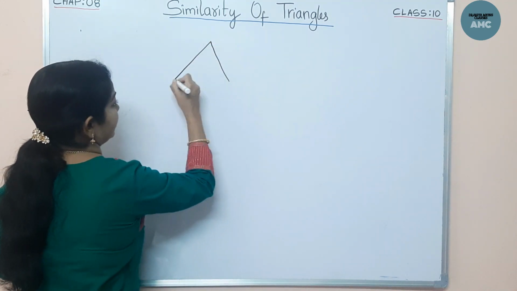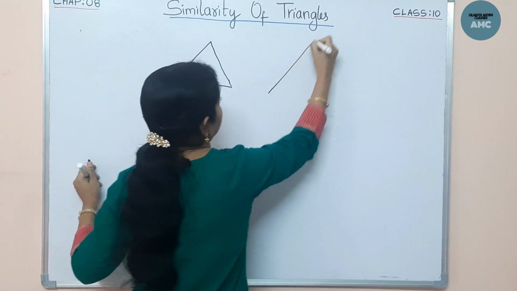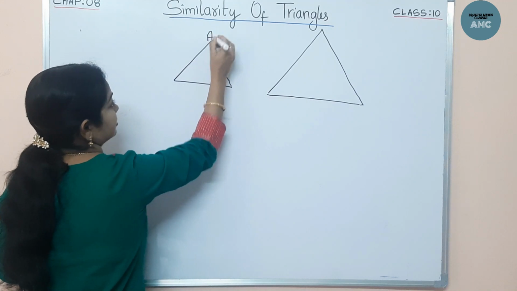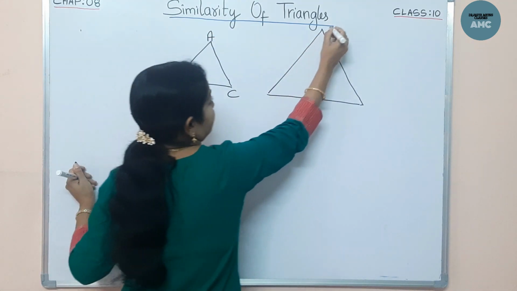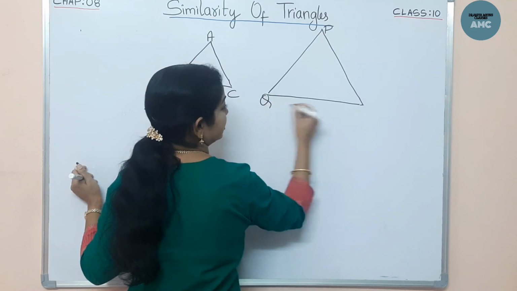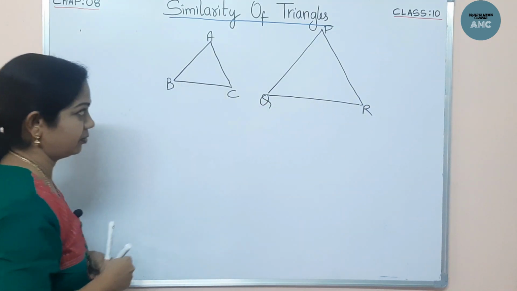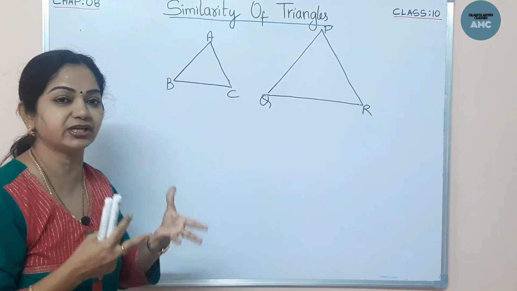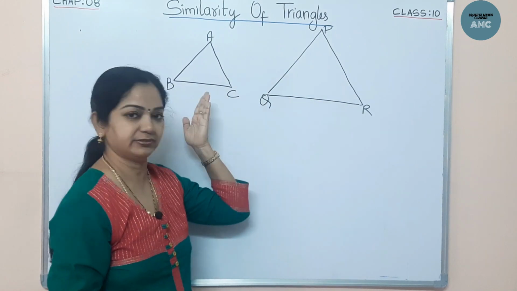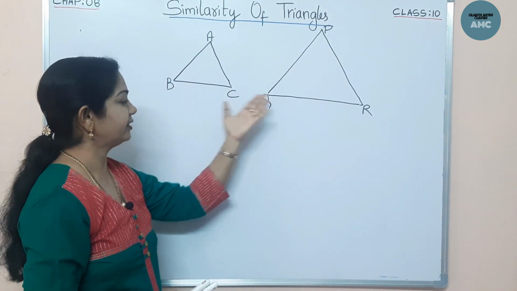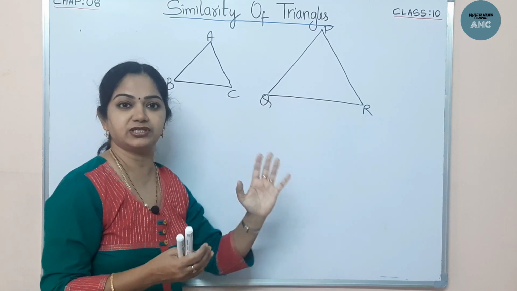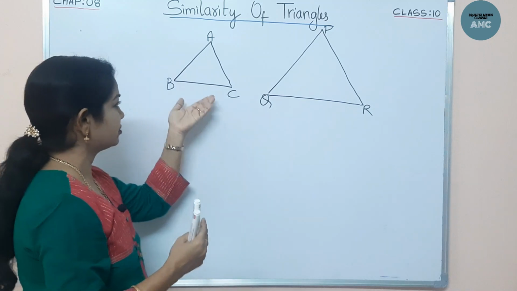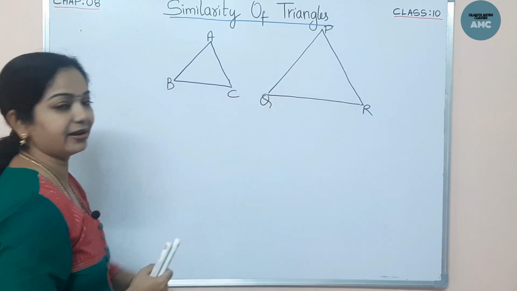Now, triangle ABC and triangle PQR. A, B and C. P here, Q here and R here. Now, these two are similar, because we know the similarity of figures means they have the same shape. They are triangles, and they have different sizes, need not be of the same size. They may be stamp size, postcard size, or passport size, which we discussed. So they are different sizes, but they are similar.